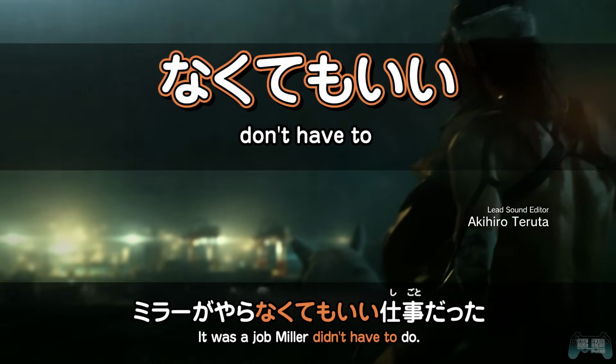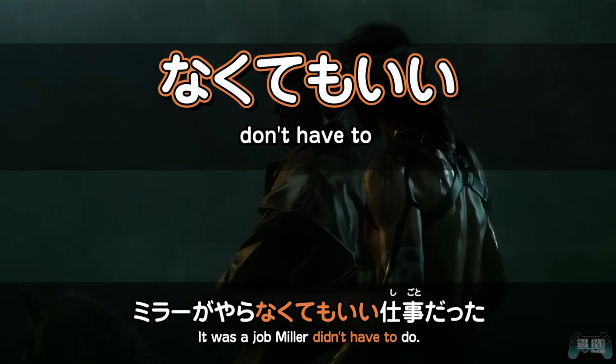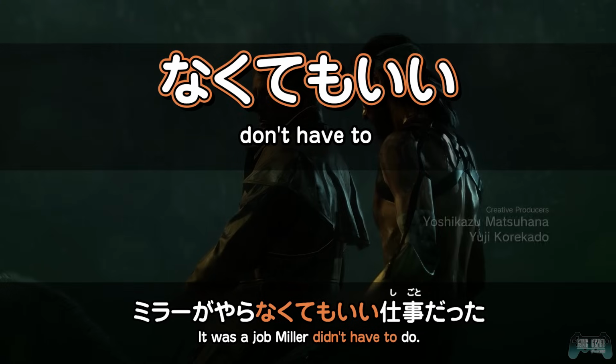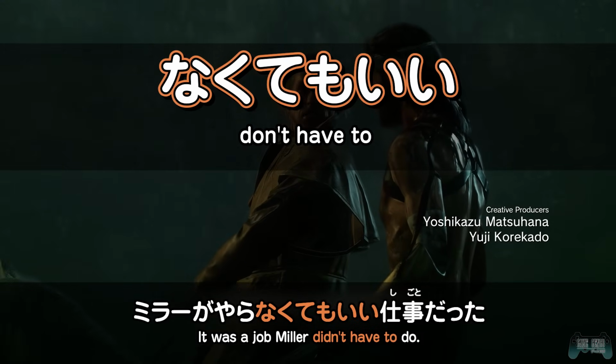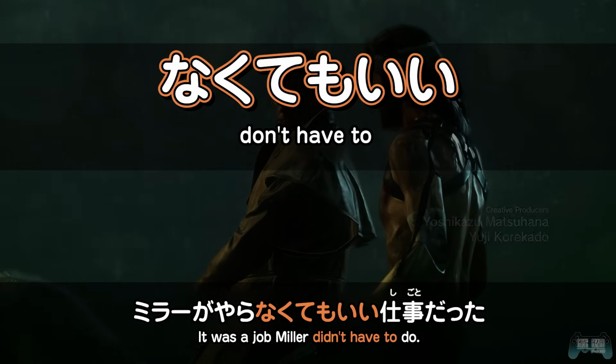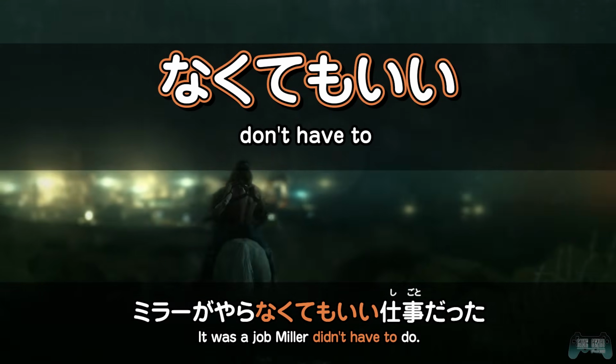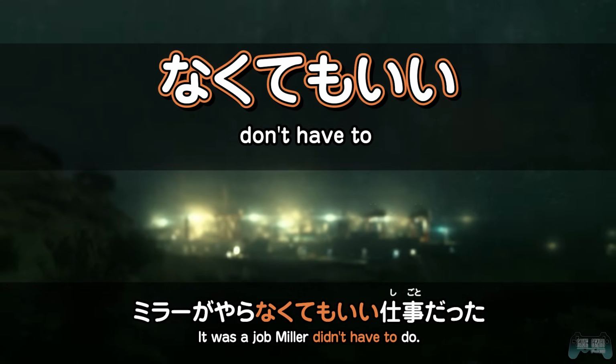So if we were to use the previous example, hitori de iku, to go alone, here the conjugation would be hitori de ikanakutemo ii. You don't have to go alone. So it's really simple. Just put the verb in the nai form and then add kutemo ii.